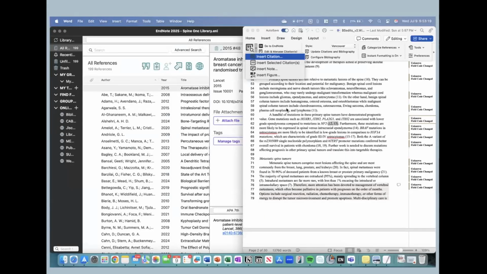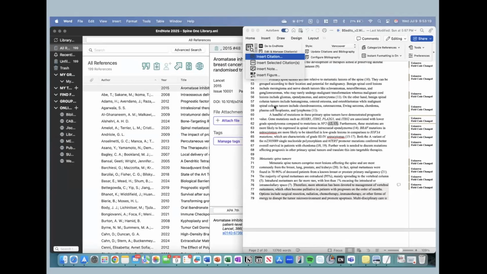So let's say I'm writing this paper. This is an example of a paper, and what EndNote is going to do is let you enter references. It's important to cite references while you're writing a paper. So if this is the introduction section of a research study, let's take a look at a sentence here.